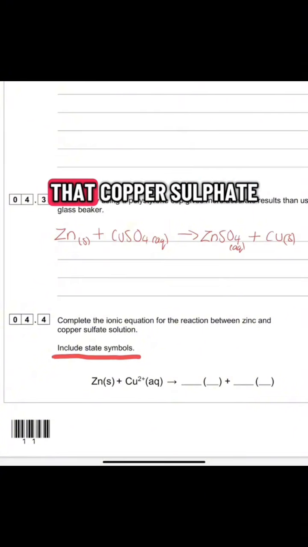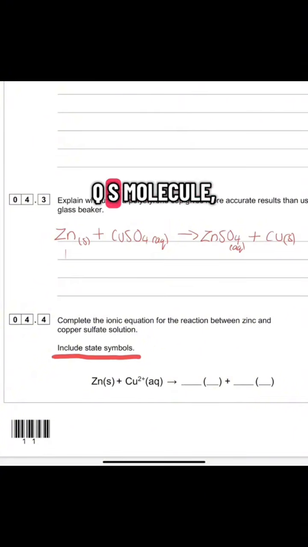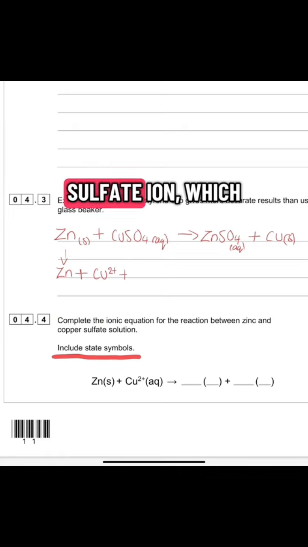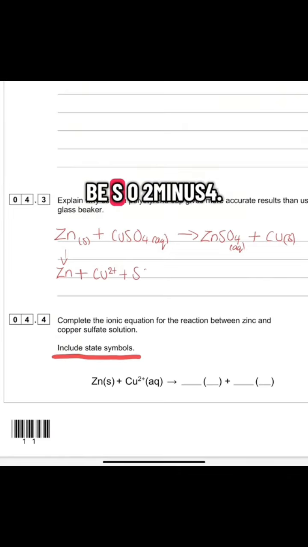Plus, we can see that copper sulfate is an aqueous molecule, so we need to break that down into ions. Copper is going to be Cu2+, plus the sulfate ion, which is going to be SO4 2-. Arrow, Zn2+, plus the sulfate ion, which is going to be SO4 2-, and then plus copper, which has neither been reduced or oxidized. So you can clearly see that is what I have done so far.